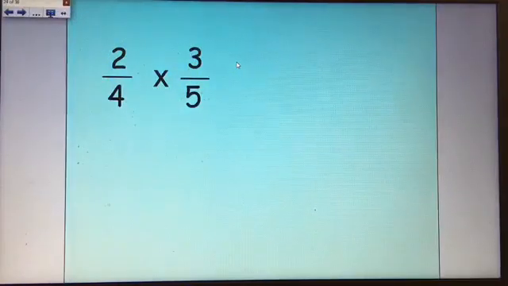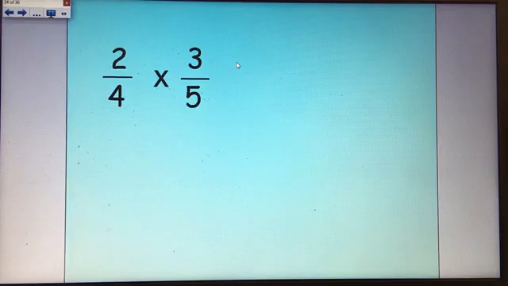So multiplying fractions is actually the easiest of the four operations in terms of using fractions. First of all, just have a think about it. When you multiply by a number less than 1, your amount will get smaller. So my amount should be smaller than 2 quarters that I end up with.